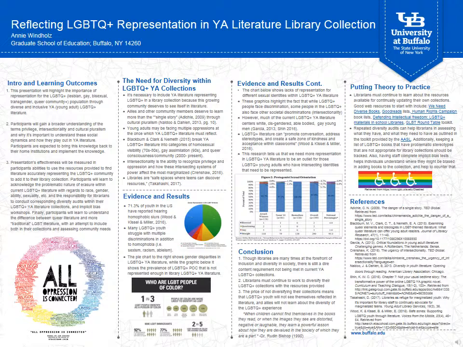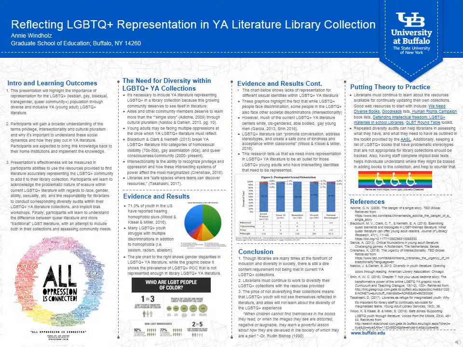So libraries are safe spaces where teens can discover resources, and that's why it's very important that librarians recognize privilege, oppression, and intersectionality and how literature plays into all of this. Evidence and results. 71.3% of youth in the U.S. have reported hearing homophobic slurs, according to Wood and Kistler and Miller 2016.